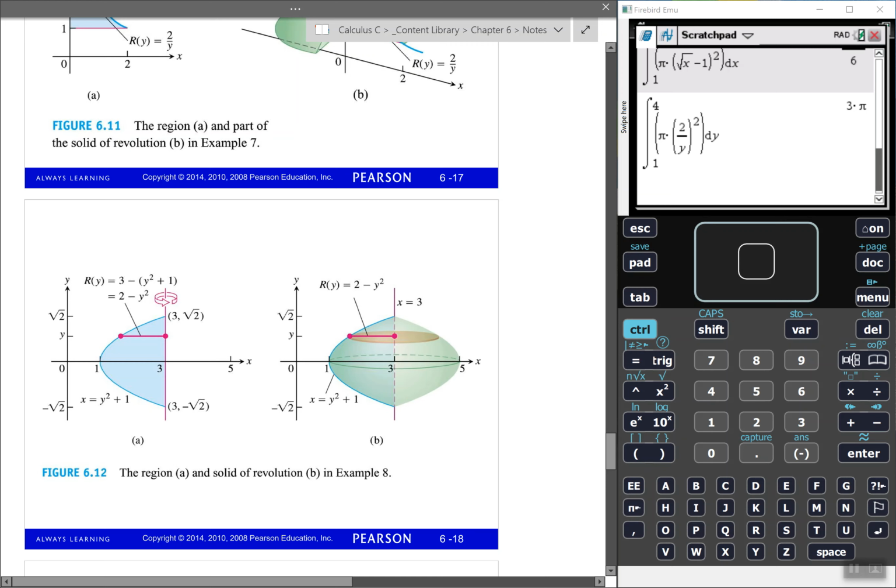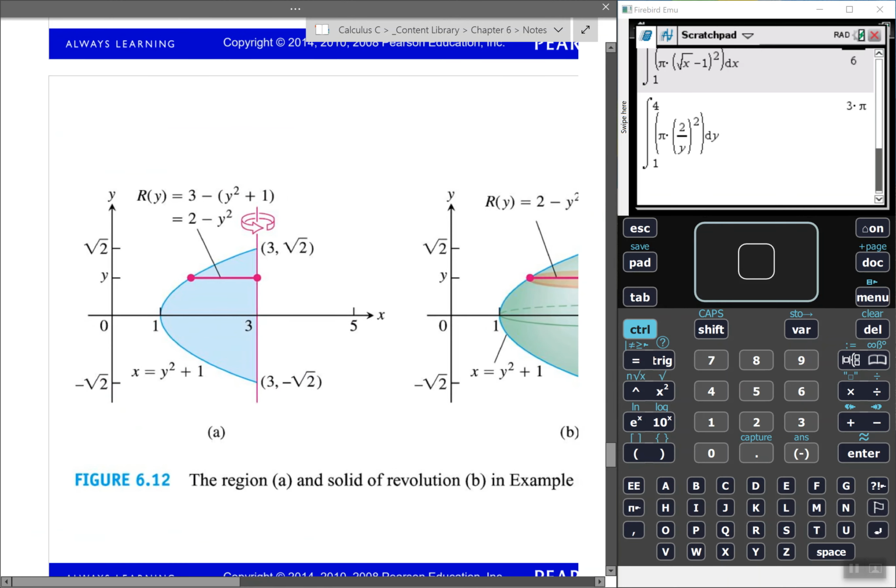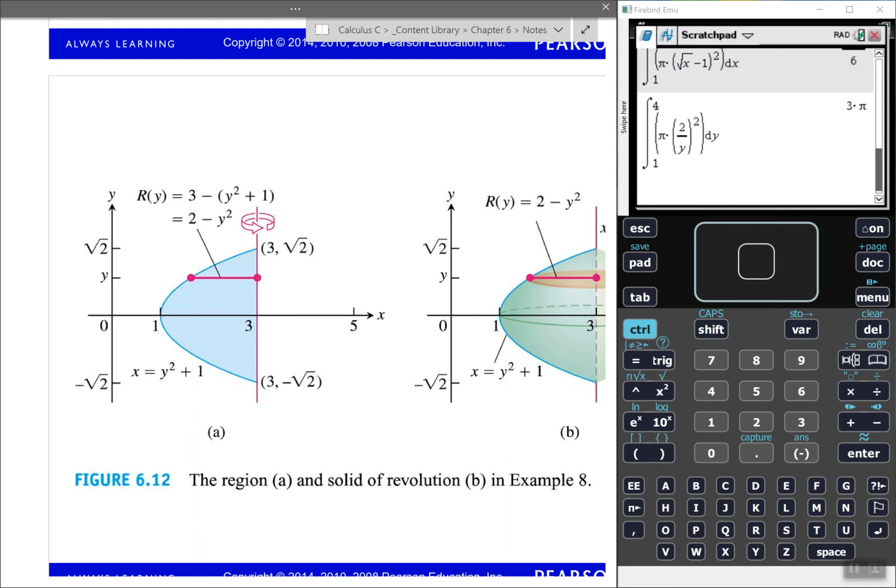Actually, I'm going to talk about this one for a moment here. So the function they give us is x equals y squared plus 1. Great. The axis of rotation is 3. If we look at this function, the blue curve is on the left side of the line x equals 3. So when something like this happens, we're going to have to go back to the area between two curves, and remember those concepts to get this correct.